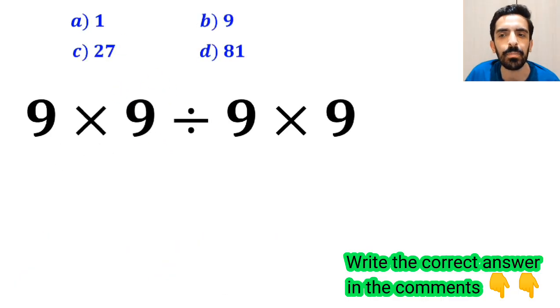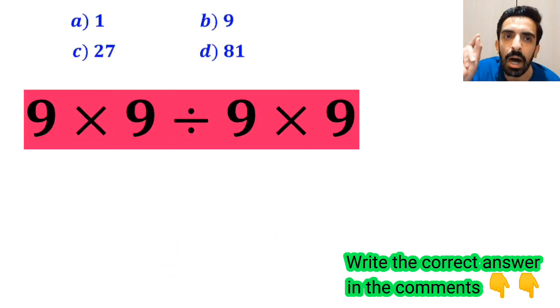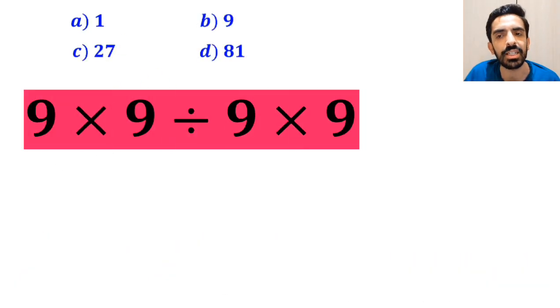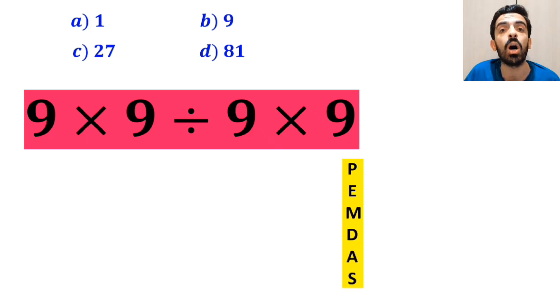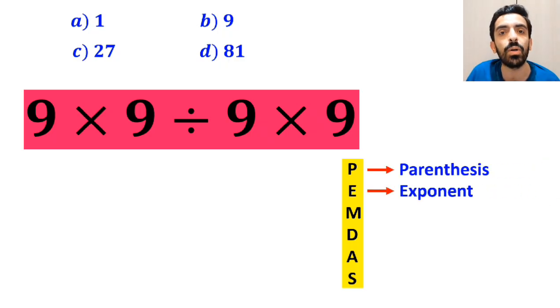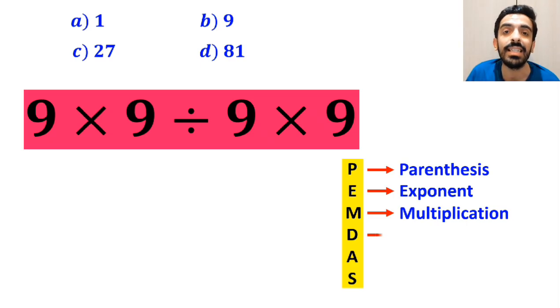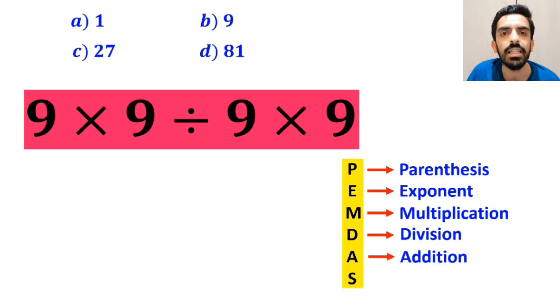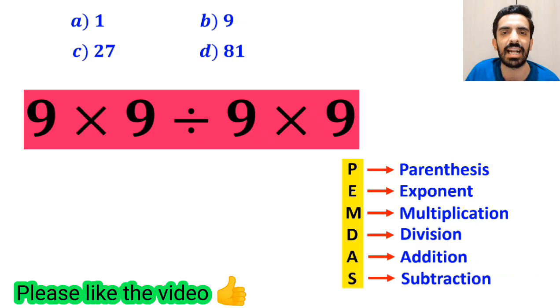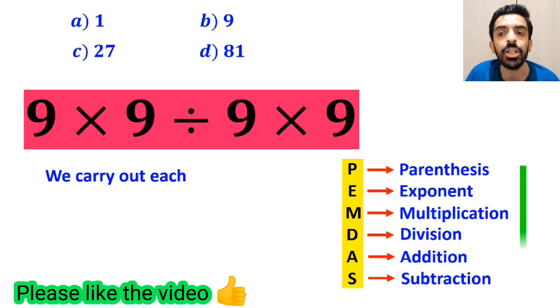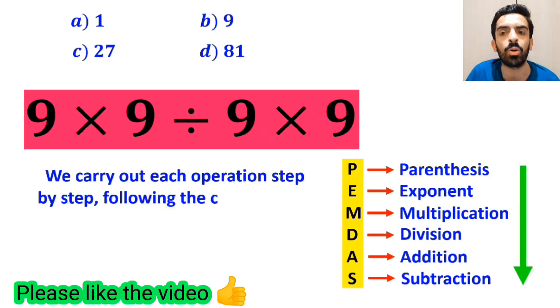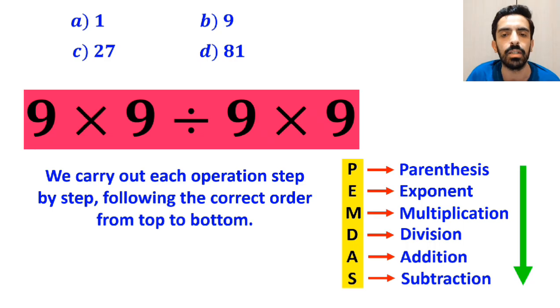Now let me explain step by step how we should solve this expression properly. To solve this question, we need to follow a rule that is called PEMDAS. In this rule, P stands for parenthesis, E stands for exponent, M stands for multiplication, D stands for division, A stands for addition, and S stands for subtraction. We must carry out each operation step by step following the correct order from top to bottom.